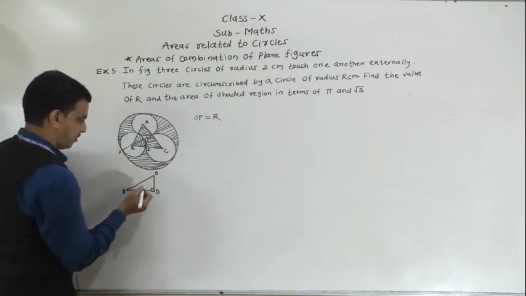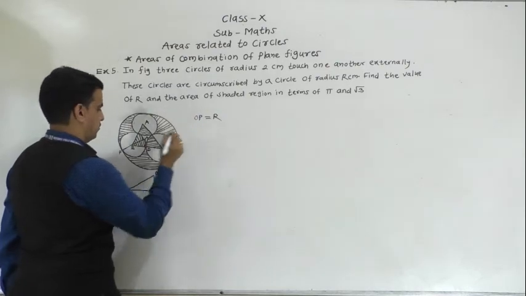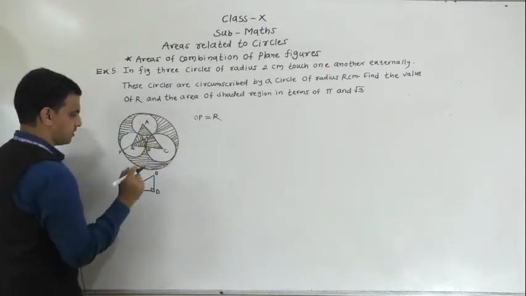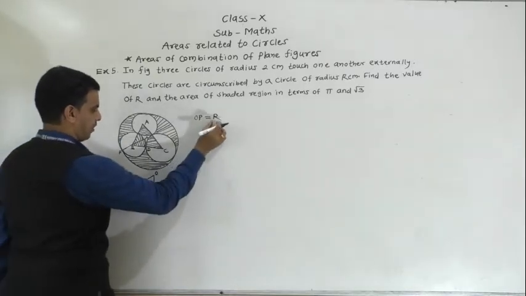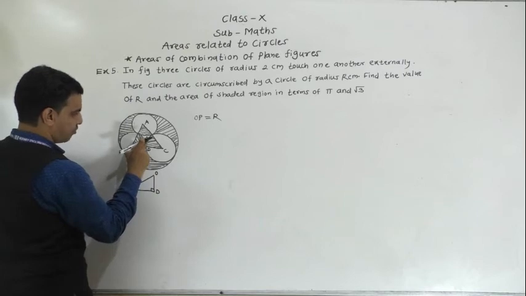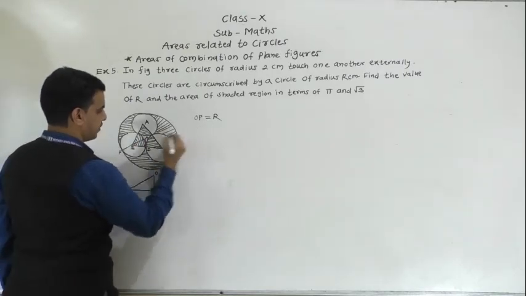Okay, now here we have to find the radius of this big circle, that is capital R. So first we have to find this OB value. So how will we get OB?